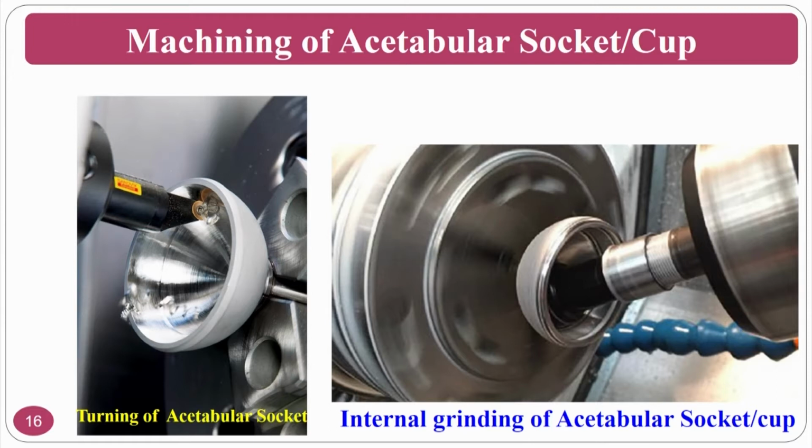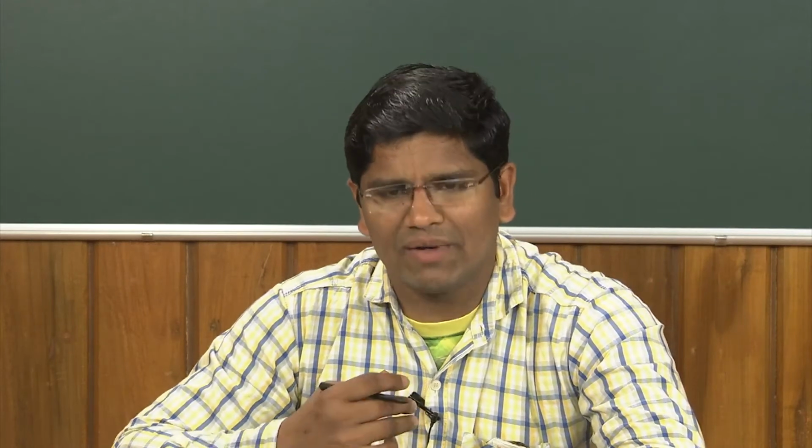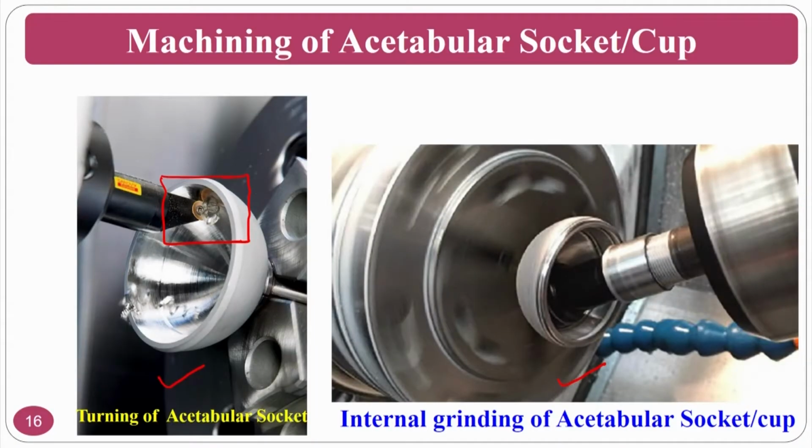The acetabular socket can normally be made by the machining operation first, followed by the finishing operation. The finishing operation is done here and the machining operation is done here, and you can see clearly how the machining is taking place, how the chips are coming out of this particular material. Normally this type of component is fabricated from ceramic materials, or you can also fabricate it from titanium based alloys. This is about acetabular socket or acetabular cup machining using the conventional processes.